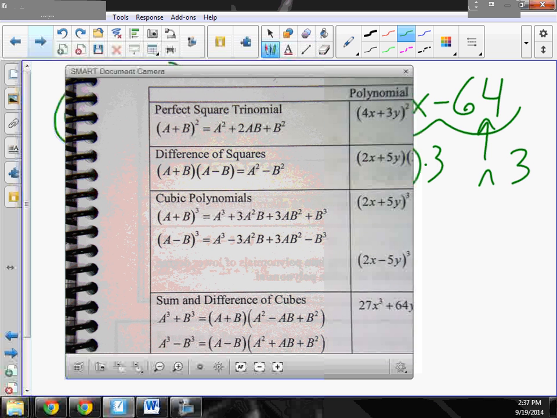Now this sheet gives the difference of squares, which you guys know by heart, right? X minus 3 times x plus 3 is going to be x squared minus 9. Yeah, and then we have the cubic polynomials. A plus b to the third. And here's what's going on. So, yeah, write these down.